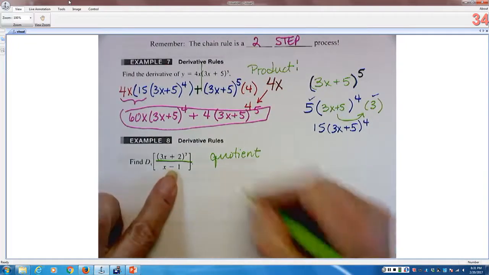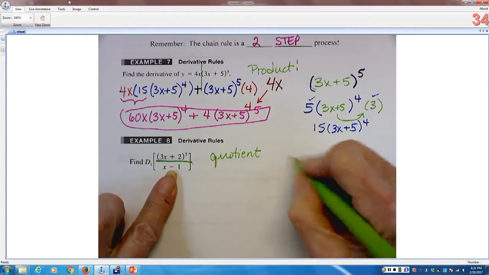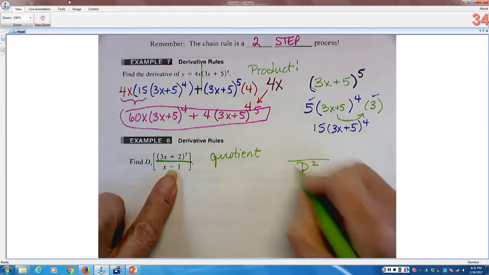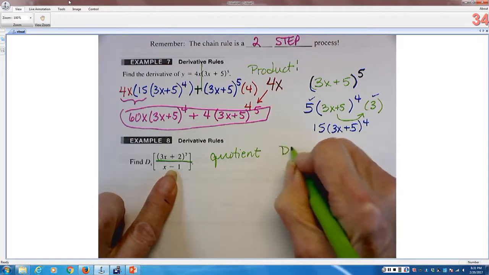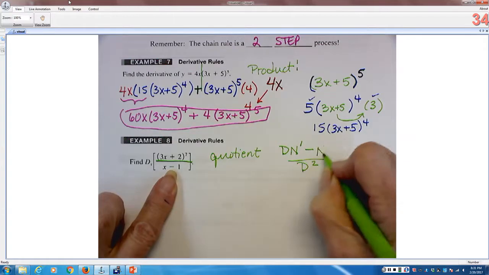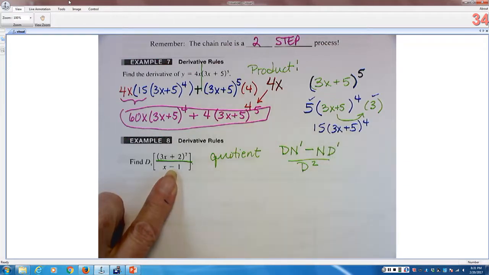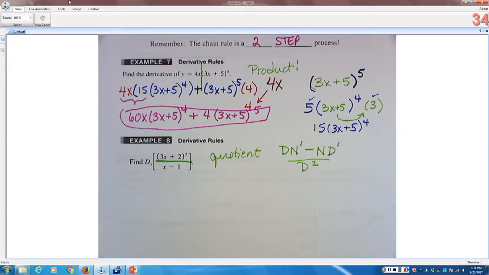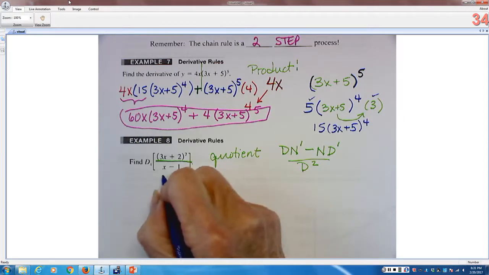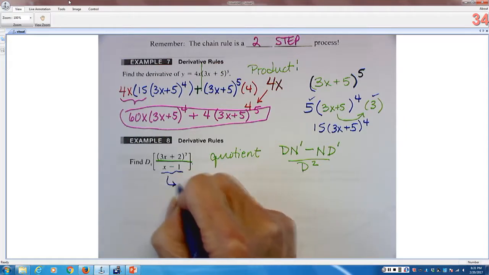Because that's a quotient rule, then you're going to need to use the rule where you take the denominator and square it, and then the denominator times the derivative of the numerator minus the numerator times the derivative of the denominator. So what that tells me I need to do is I need the derivative of x minus 1, which is just 1.